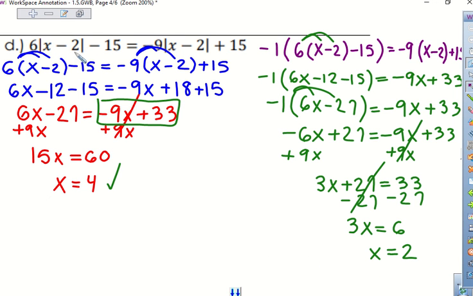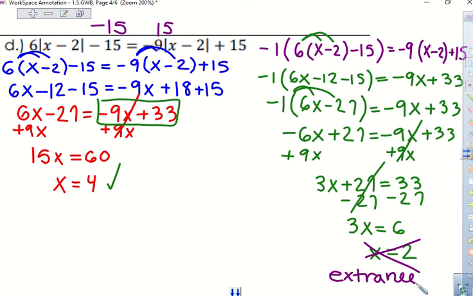So, what's 2 minus 2? 0. Good. 0 times anything is 0. 0 minus 15? Negative 15. Over here, 2 minus 2 is 0. 0 times negative 9 is 0. 0 plus 15 is? 15. Does this one work out? No. It's extraneous. So our only solution is 4.